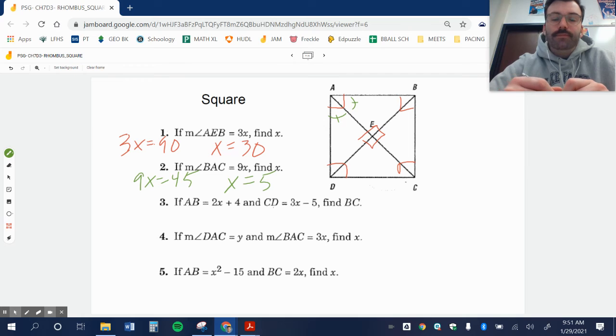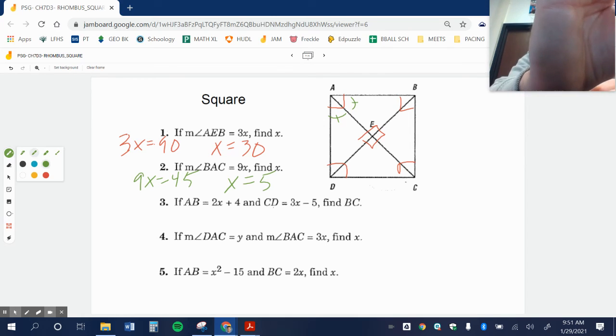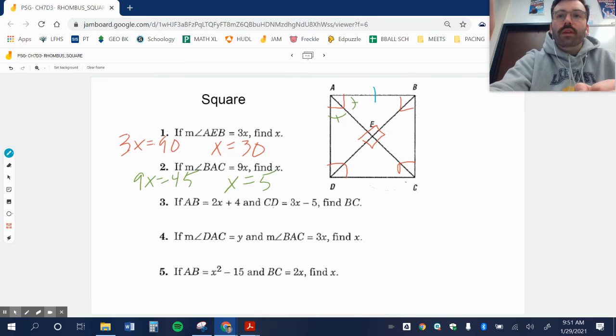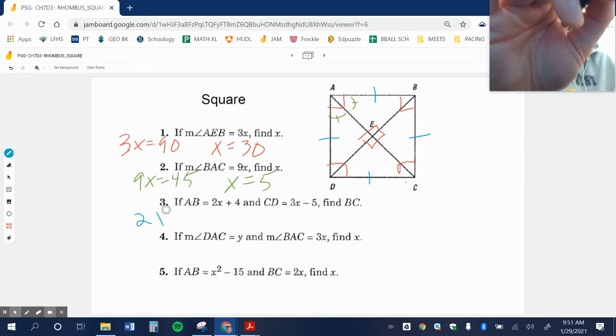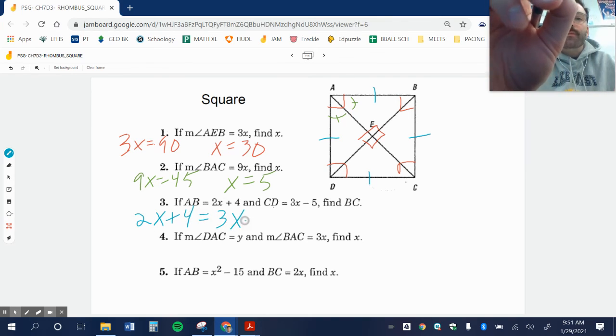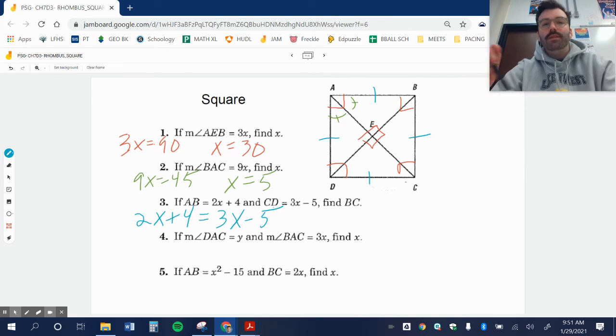Okay, let's keep going. All four sides of a square are congruent. We know this. It's the super shape. If AB is 2x plus 4 and CD is 3x minus 5, I can set these two equal to each other because the sides are congruent and solve. What I want you to do, go for it, solve for x.